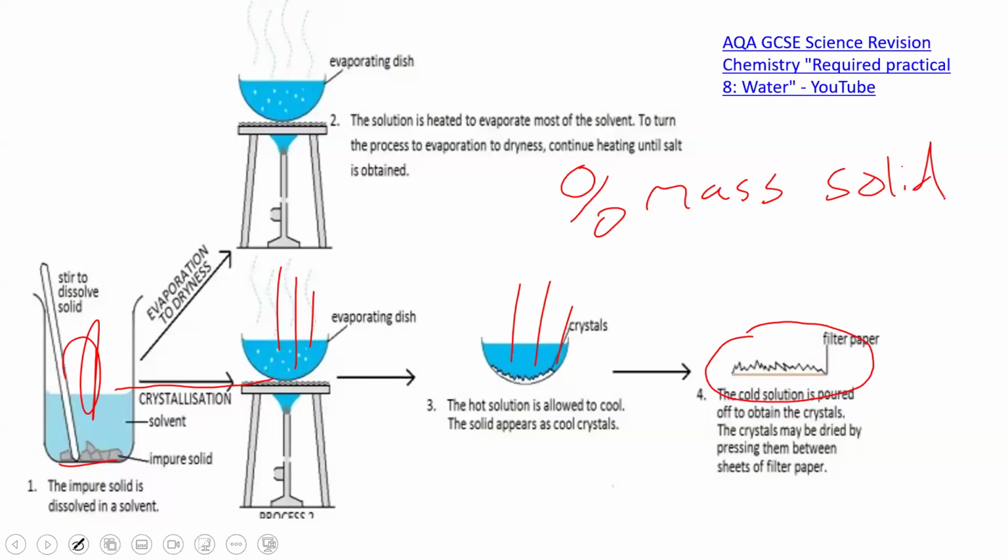So for example, if your original mass was 100 grams, and at the end you've got 1 gram left, you can then work out the percentage would be 1%.